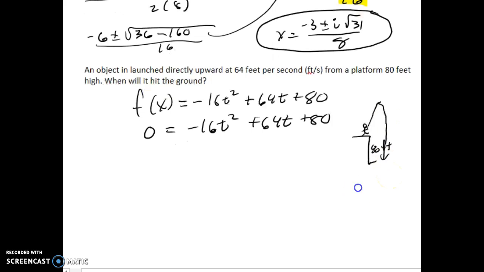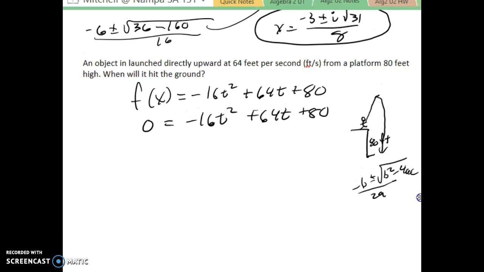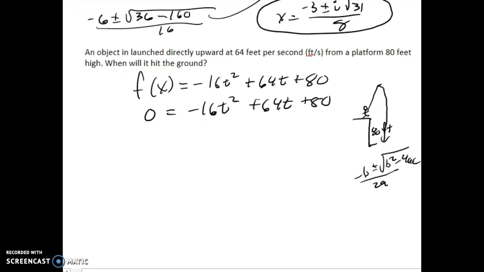And so this is our formula, and when we hit the ground it's 0. And we're going to use the quadratic formula to solve this. So negative b plus or minus the square root of b squared minus 4ac, all over 2a, the same stuff we've been using the whole time. But now we're going to have a little bigger numbers, and it's kind of a real life scenario here.